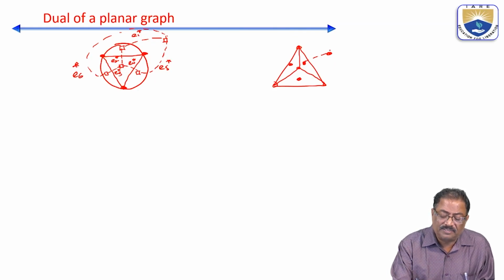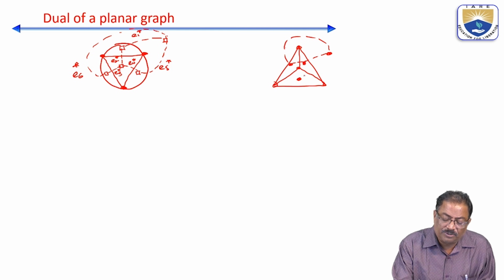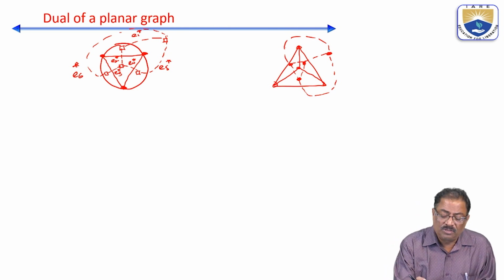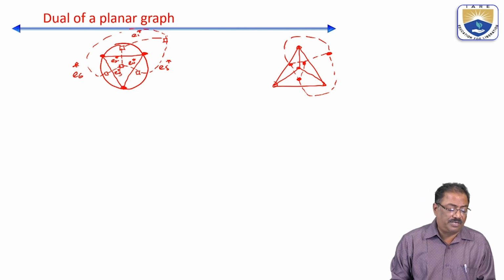So corresponding to this edge I am going to connect like this, and corresponding to this edge like this, and corresponding to this edge I connect this, corresponding to this edge this, and corresponding to this edge we connect this. So the dotted lines are nothing but the dual of the original graph.